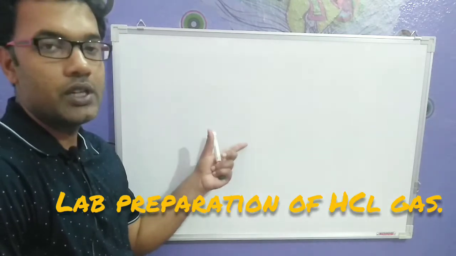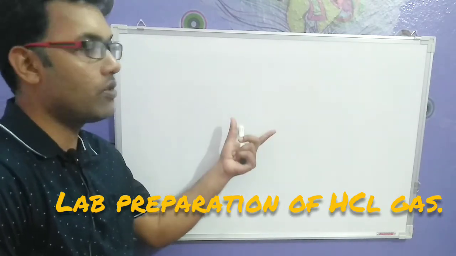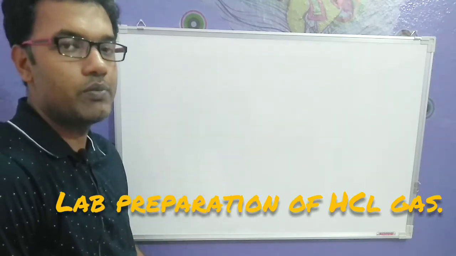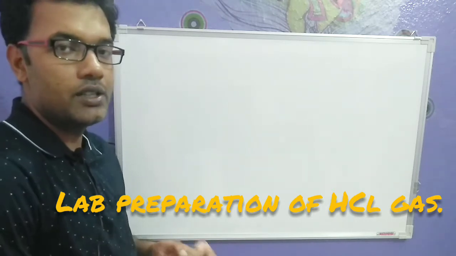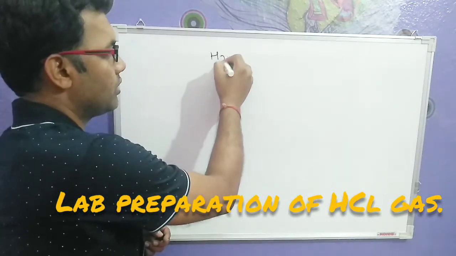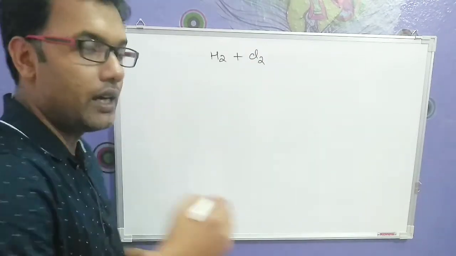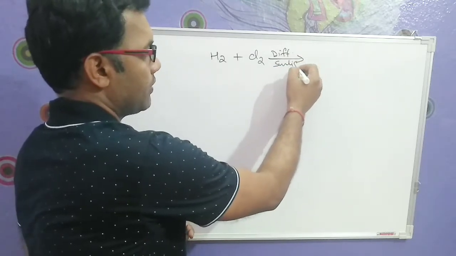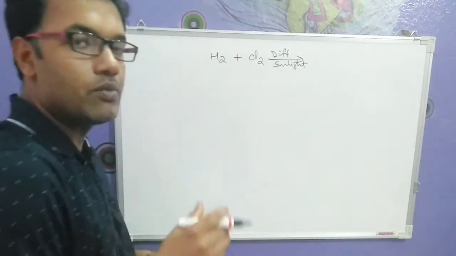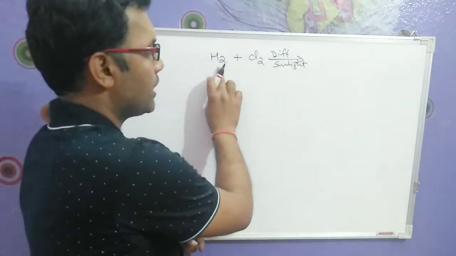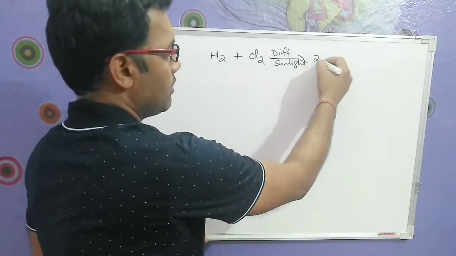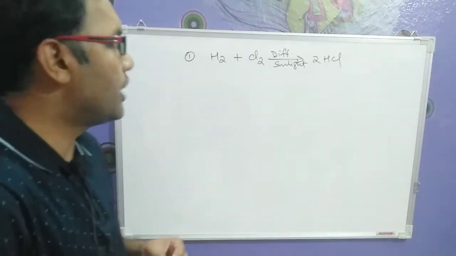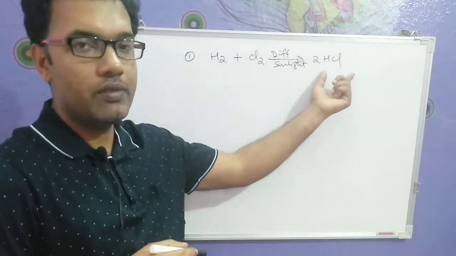Now coming to the basic manufacturing of HCl. For now we are going to study how we form HCl gas. The first lab preparation, or the common method to prepare HCl, is the addition reaction of hydrogen with chlorine in the presence of diffused sunlight. Diffused sunlight means a very small amount of sunlight. So what happens is, this hydrogen and chlorine will combine together and form 2 HCl. So this is the first method to prepare HCl, H2 + Cl2 giving 2HCl.